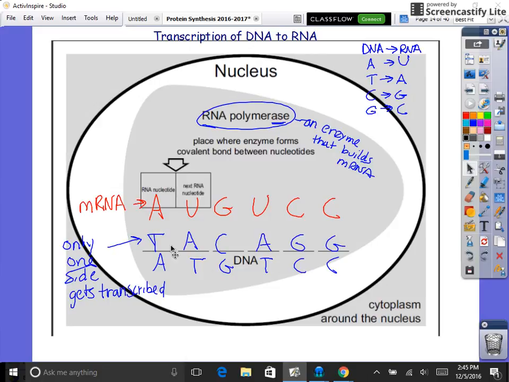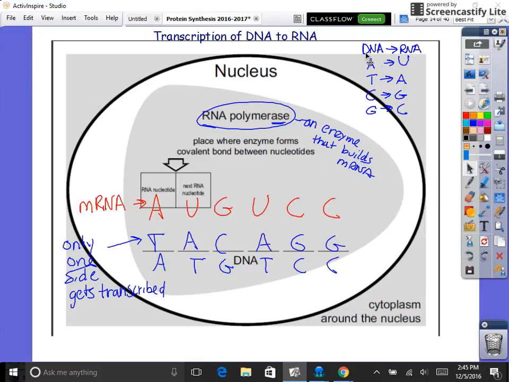We have this model here, and we're going to get lots of practice with this, but basically inside the nucleus, 1 strand of the DNA is going to separate. Here's your 1 strand, here's the complementary strand. This will separate, and mRNA is going to be made. This enzyme, RNA polymerase, is going to be building the mRNA as it goes.